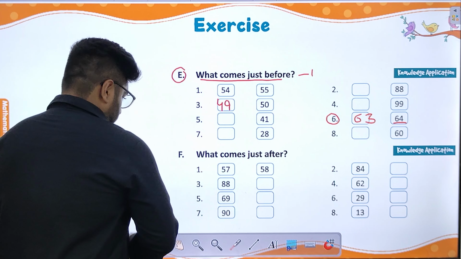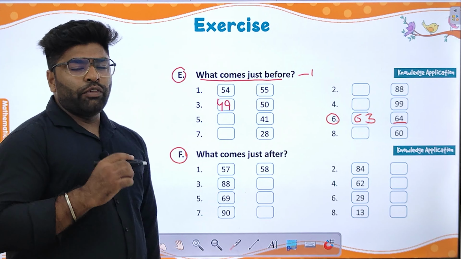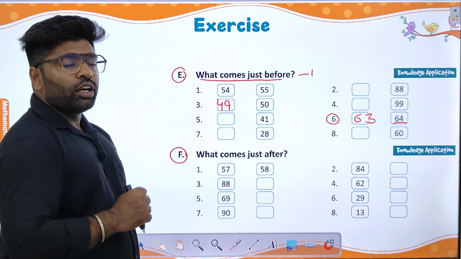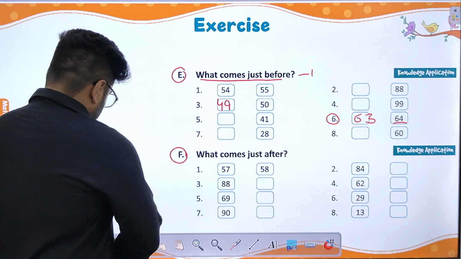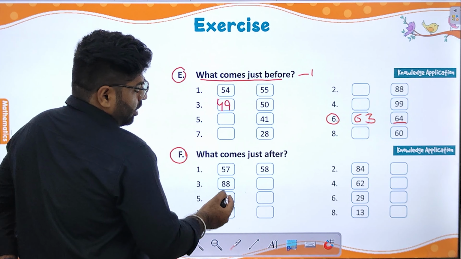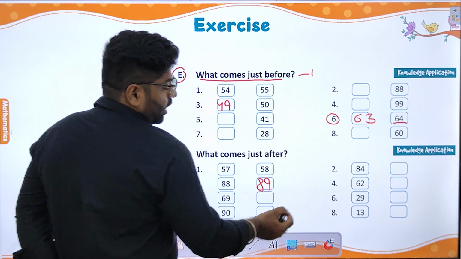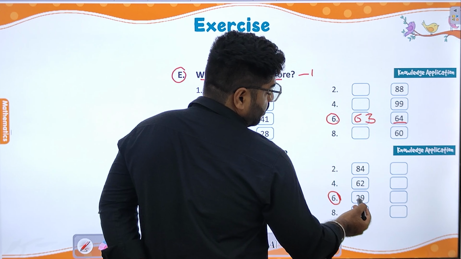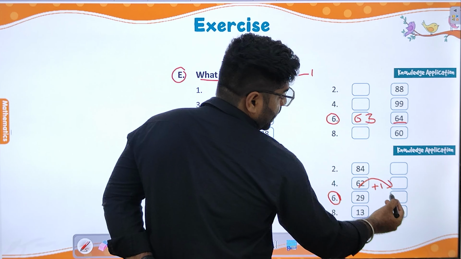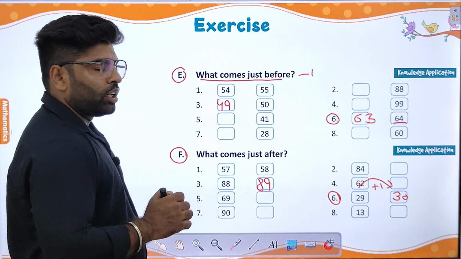For the next question, that's question number F. What comes just after? If we are talking about just after, that means we have to add 1 to find our next, after number. Or you can simply move one number forward. After 88, we are having here 89. And in this sixth question, here we are at 29. After that, we are having one addition, so we are having here 30. Okay. Perfect.